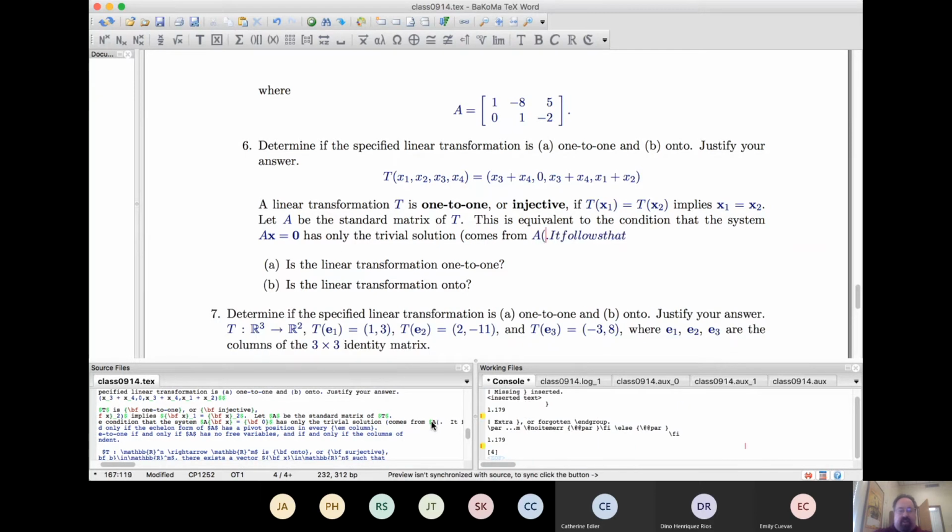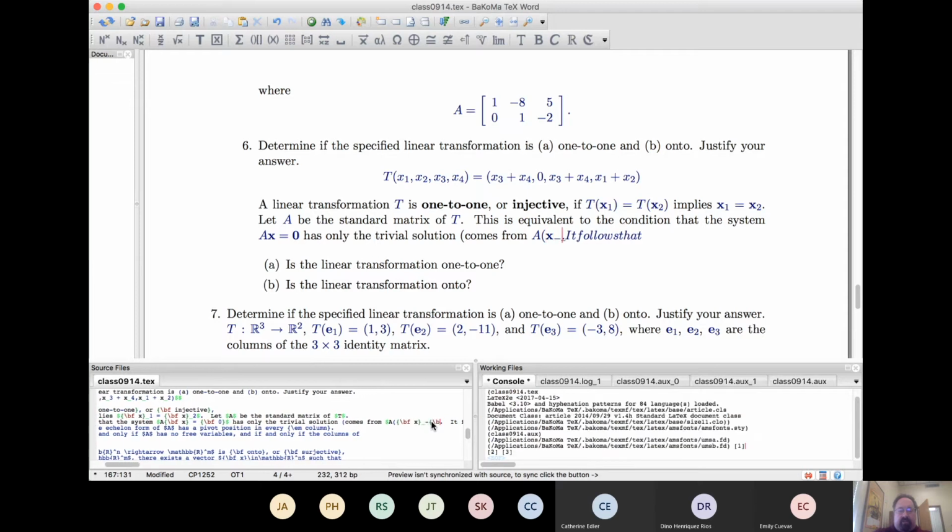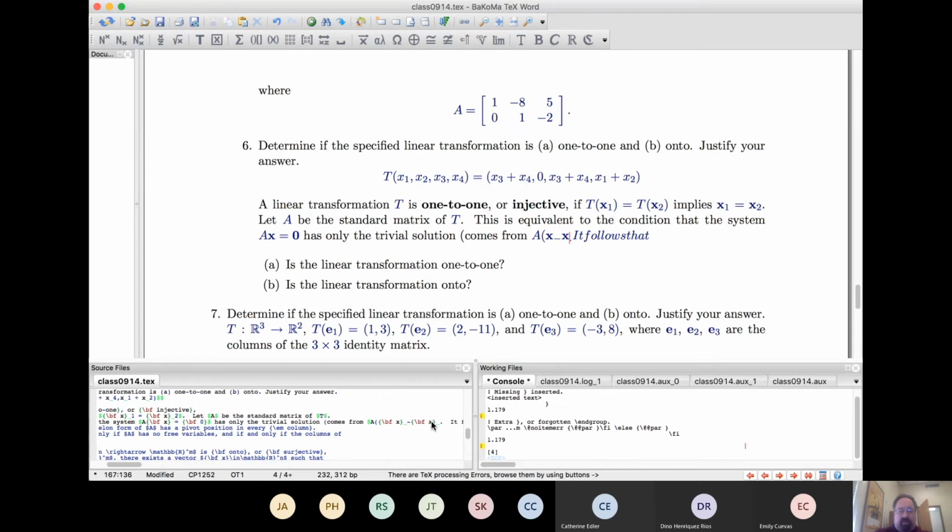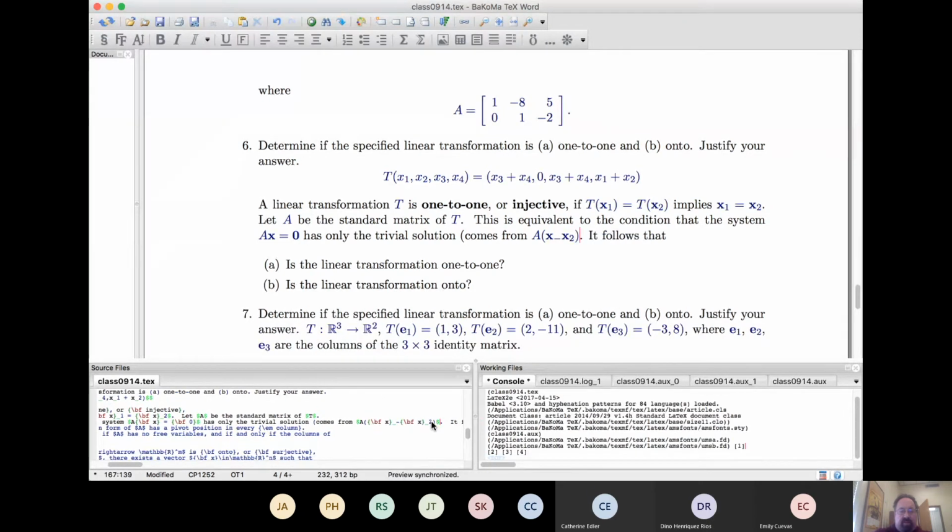All right. A times x1 minus x2 equals, it should be x1 minus x2 equals 0.